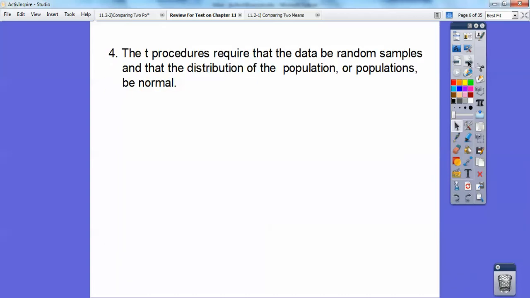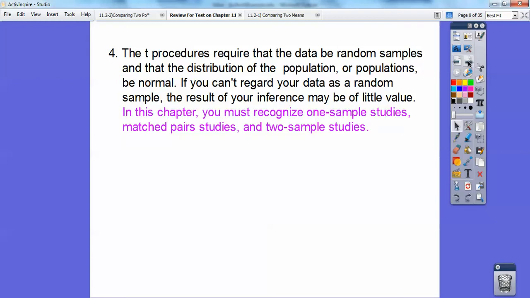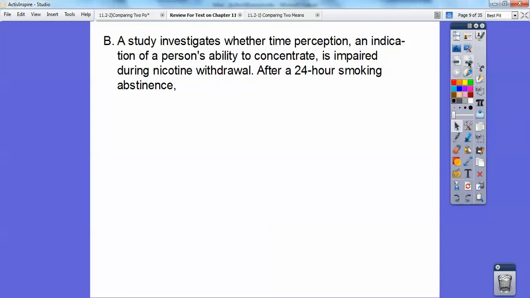So the t procedures require that the data be random samples, and that the distribution of the population or populations also be normal. So if they're not, then we've got to do some checking of the samples. If you don't know that, and if you can't regard your data as a random sample, the result of your inference may be of little value. Okay, so we'll talk about that. In this chapter, you must recognize one sample studies, matched pair studies, and two sample studies. Okay, that's all coming up.